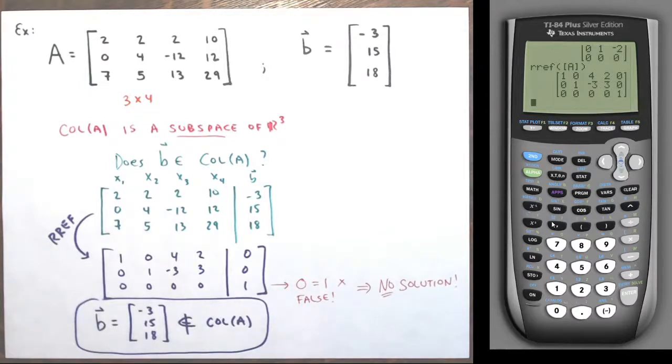So that's it. You see, it's very similar to that span video, because asking if a vector is in the column space of a matrix is exactly the same as asking if a vector is in the span of a set of vectors. So you go through the same procedure, set up the same kind of system, write the same kind of augmented matrix, solve it the same way.